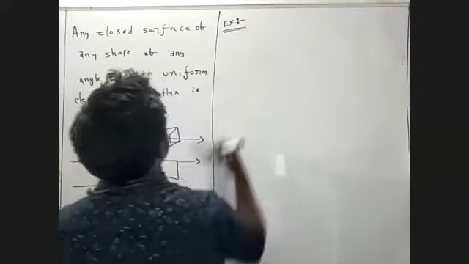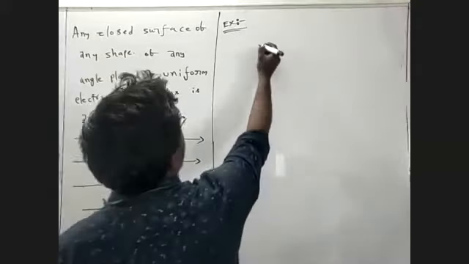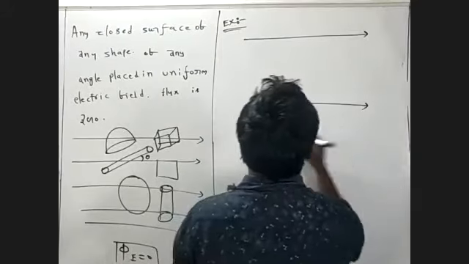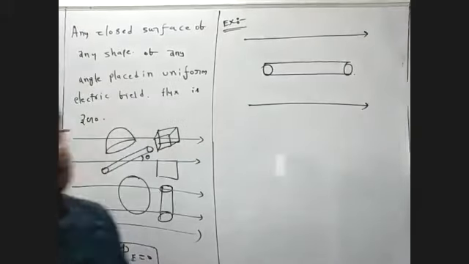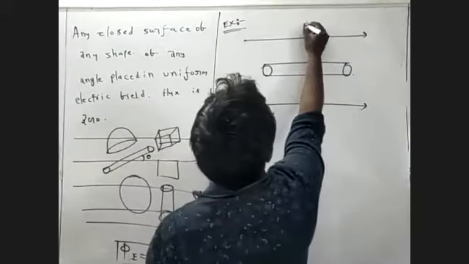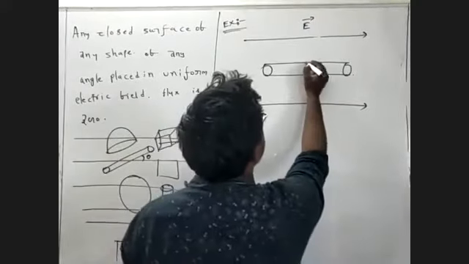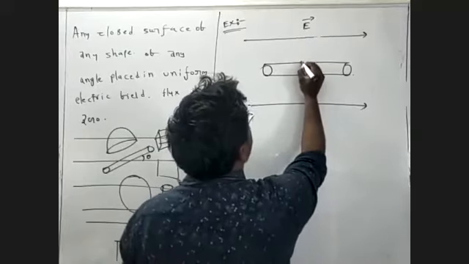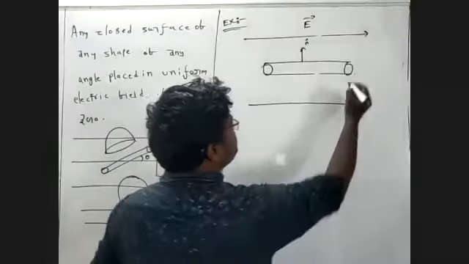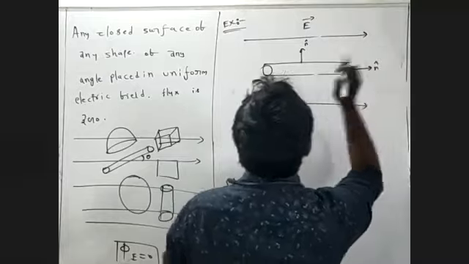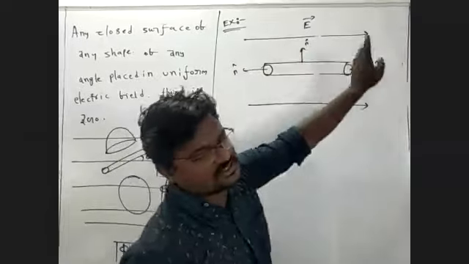Example number 1. Suppose you take a uniform electric field, and a closed cylinder placed in it. This is the direction of the electric field. Now this is one surface, this is a curved surface. This is the n cap unit vector, so this is also the area vector, the direction of n cap.